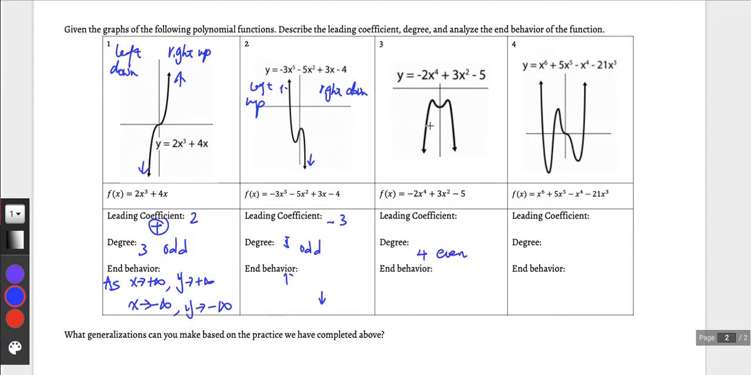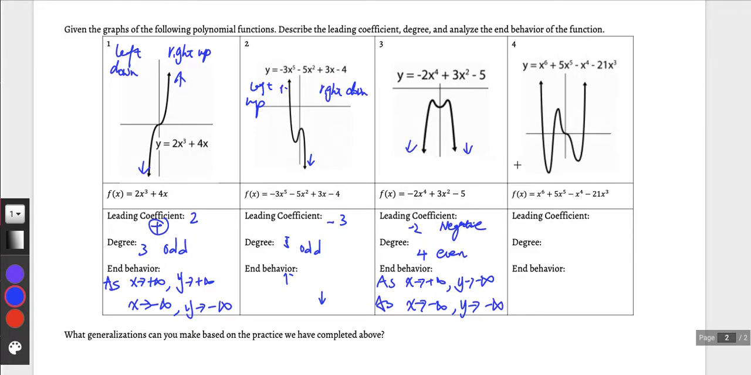And then the leading coefficient is -2, which is negative. It's obvious, right? So for this one, the right side is going down and the left is going down. Since the degree is even, let's write down the end behavior too. As x approaches positive infinity, since y is going down, it is negative infinity. As x approaches negative infinity, y is also approaching negative infinity, because both sides are going down.